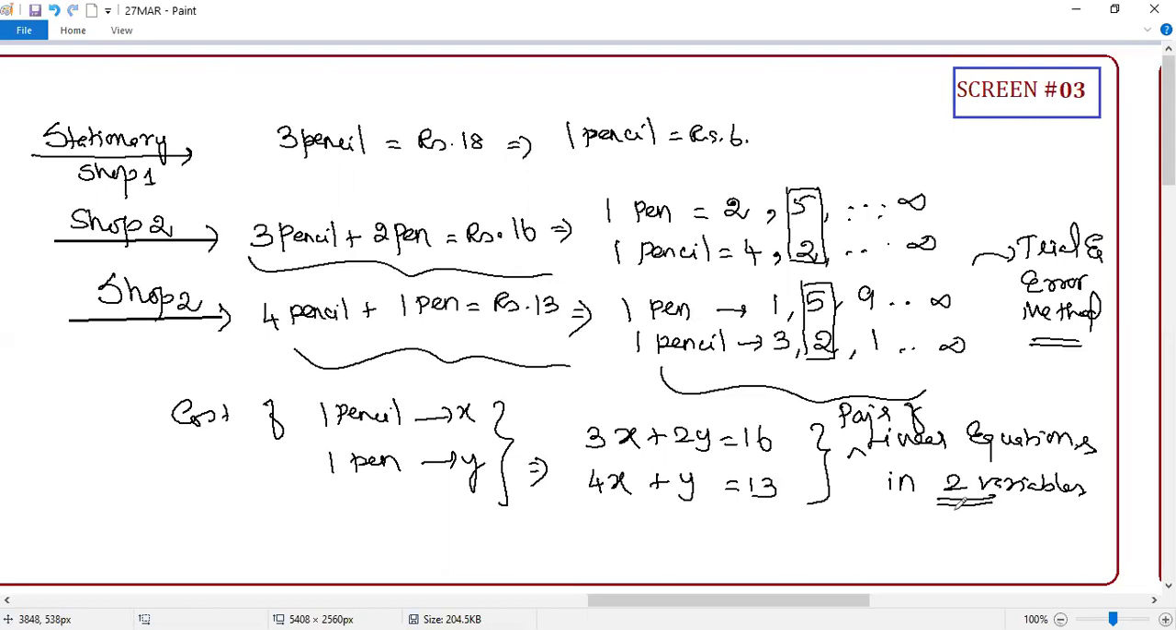So the moment you see two variables, one equation is not sufficient. Why? One equation will give an infinite number of answers. Anyone remember what that situation is called? What is the situation I told you? No one responding. Are you listening or not, guys? Indeterminate. Infinite number of solutions is called indeterminate.